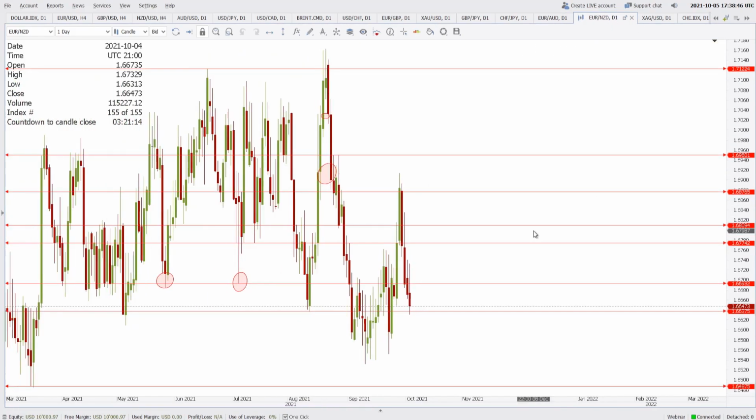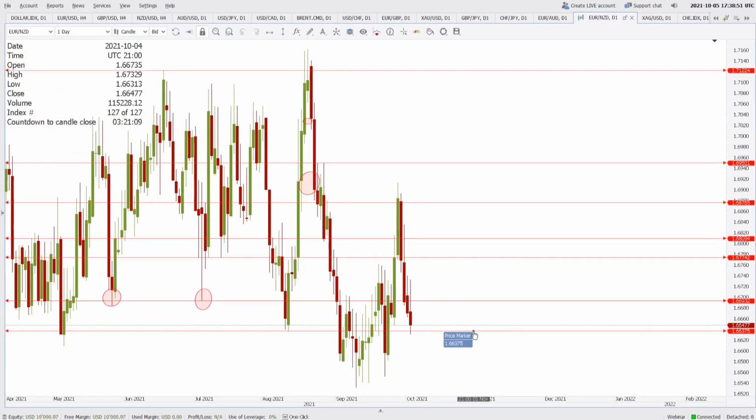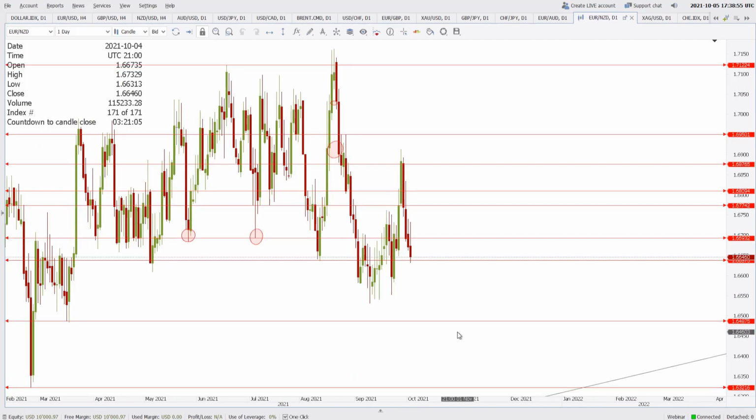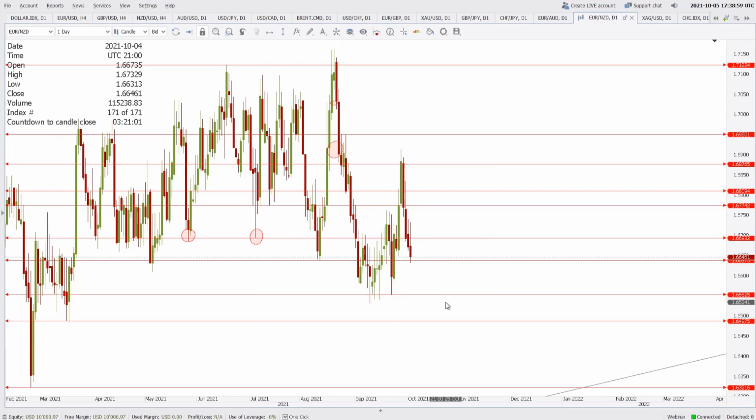Against the euro New Zealand, here there is no head and shoulders, but the pair is still breaking below 1.6637, which is the support. If price closes below that, then the recent lows at around 1.6552 will be exposed, and after that 1.6487 is going to be the next level which we can keep an eye on.